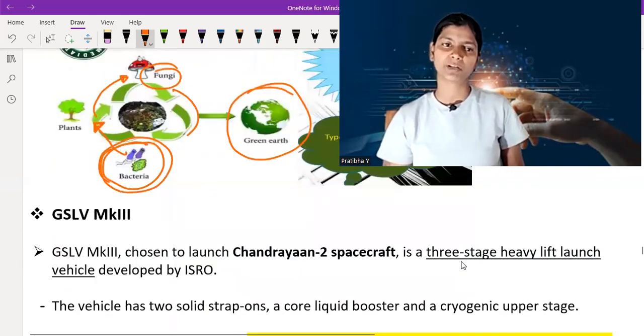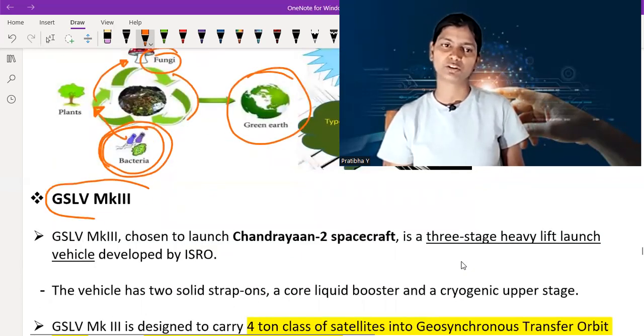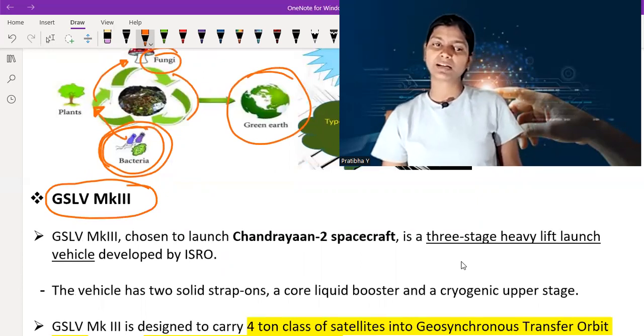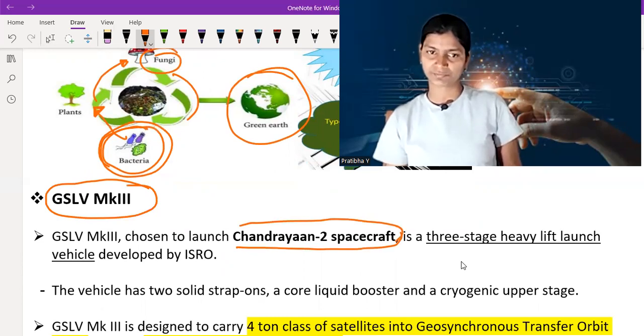Let's move on to the next topic called GSLV MkIII, or Mark III. GSLV Mark III is chosen to launch the Chandrayaan-2 spacecraft. Remember, GSLV MkIII is a launch vehicle.